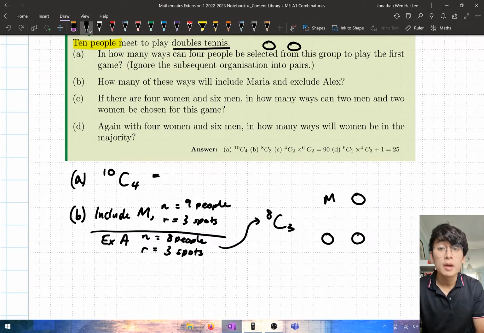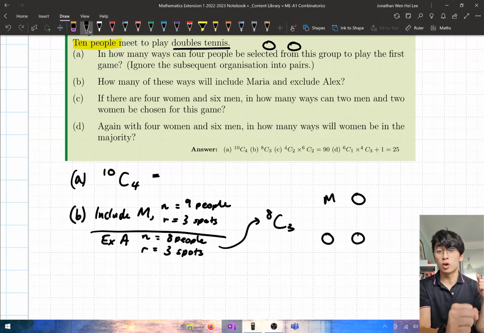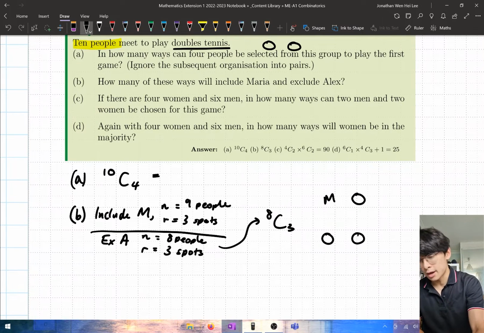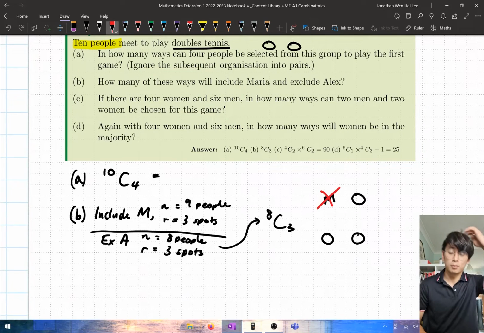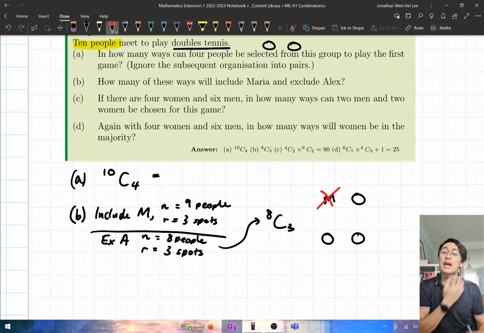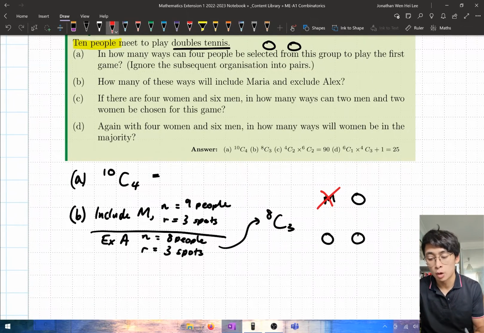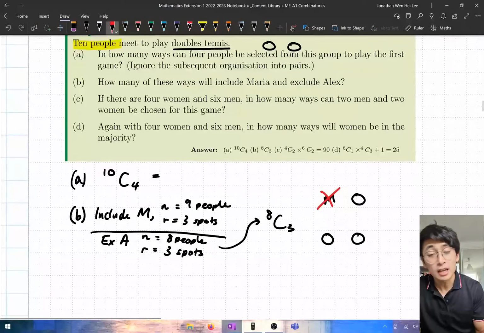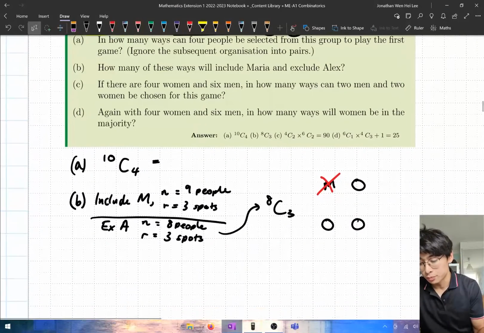When we include Maria, we've taken 1 person out of the pool, but also gotten rid of one of the spots in my doubles tennis game. When we exclude Alex, we remove another person from our pool of people to choose from, but it doesn't affect anyone on the court because Alex isn't included on the field. So that's how we do this next example, where we include someone and exclude another.